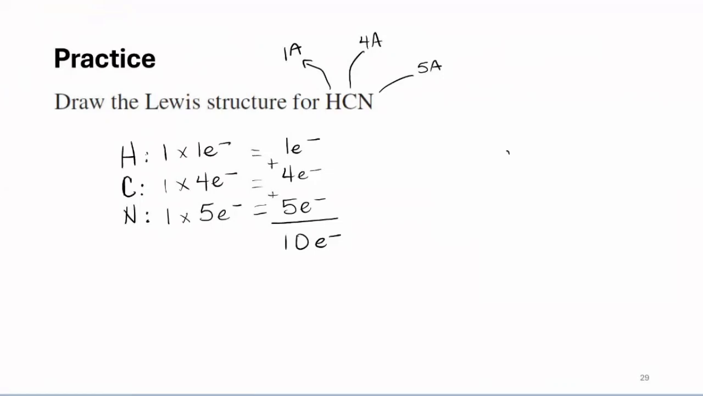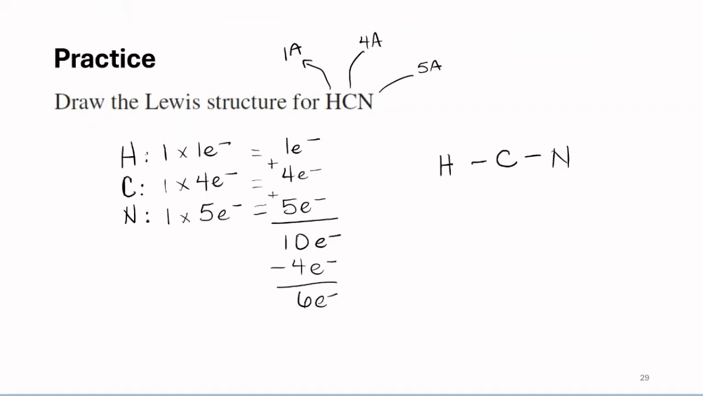So I write my carbon as the central atom, and then I connect the hydrogen and the nitrogen to the carbon. I placed and connected them through 2 covalent bonds. That means that out of the 10 electrons that I have, I already used 4 electrons. So from the 10, I'm going to subtract 4 electrons. So I only have 6 electrons left.